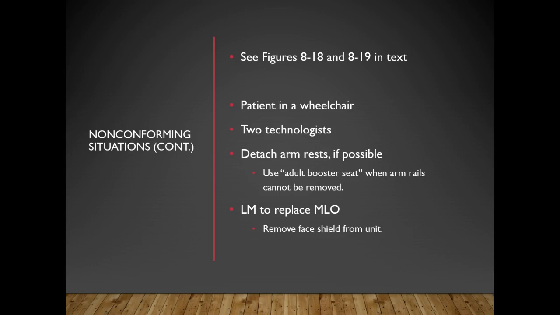Just make sure that your chair is very safe. It has locks on it. You have 2 people there when you're moving the patient from their wheelchair to the mammography chair. Either way, you want to make sure that the arms are removed so that you can get that detector and compression device in up to the patient. You want to make sure that the lateral medial replaces the MLO, and you will remove the face shield when you do this so that you're compressing the lateral medial tissue instead of going medial lateral oblique.